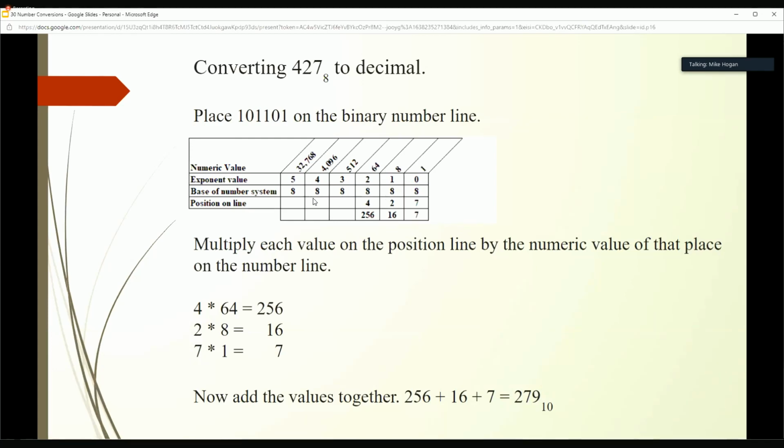And the weight is always the base raised to the 0 power, raised to the first power, raised to the second power. And so, since we know that, we could really work within any numbering system we wanted to.